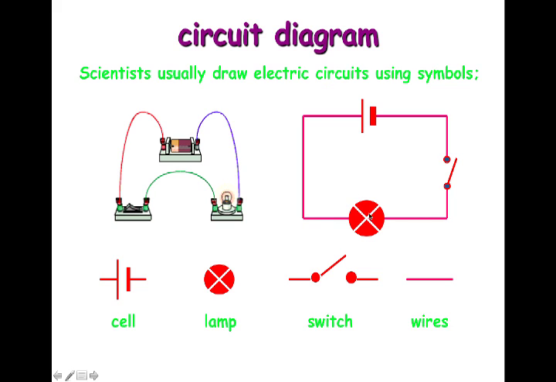And the lamp, or the resistor, is drawn as this circle with an X in it. And it could mean a lamp, a light bulb, or a television, a refrigerator, a microwave oven, anything resisting the flow of electricity.